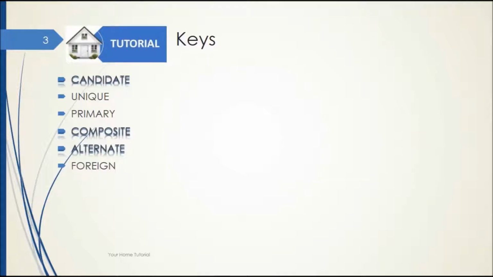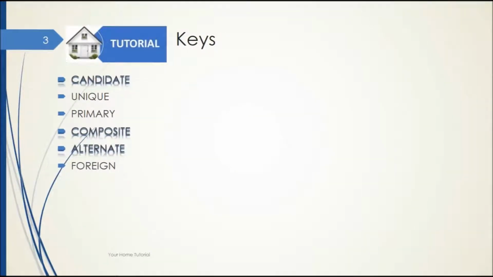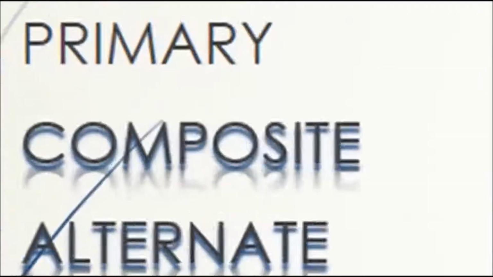So what is a candidate key? When we create a table, we might have multiple columns which can become a primary key. So all the columns that can become a primary key can be referred to as candidate keys. So we have multiple keys which are ready to become a primary key. Those are known as candidate keys. What is a composite key?